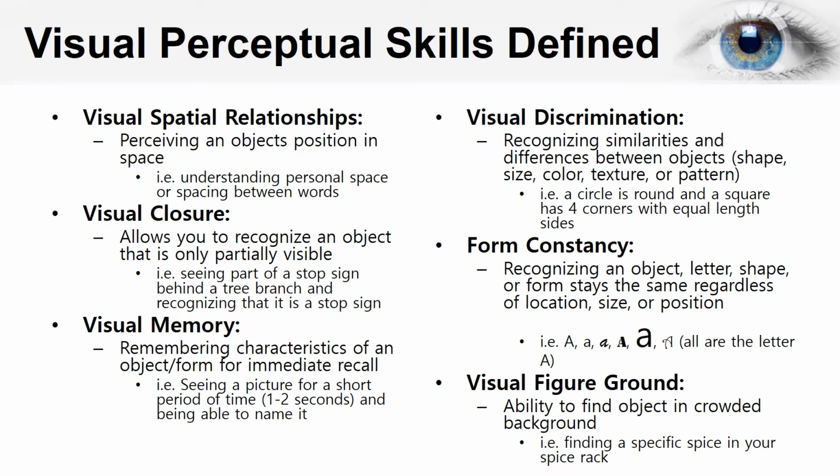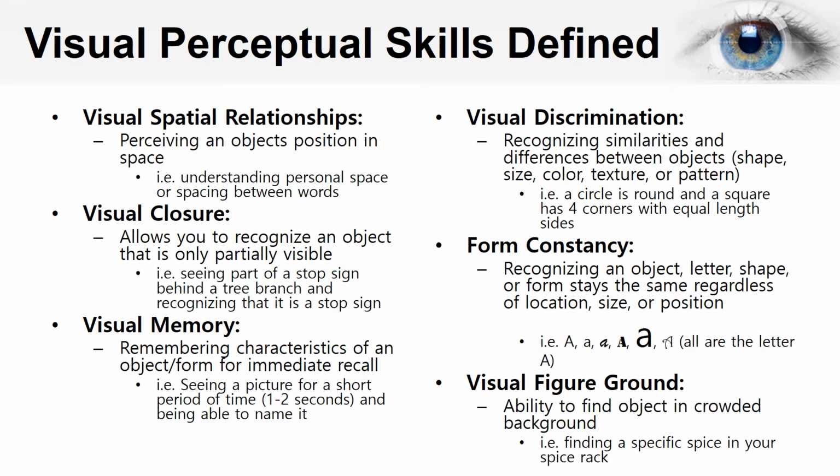A child with visual spatial deficits may have difficulty understanding where objects are in relation to others. They may have difficulty understanding concepts such as in, out, on, under, next to, or below. They may also have difficulty understanding personal space.